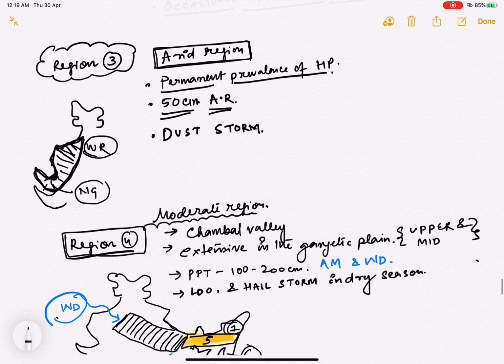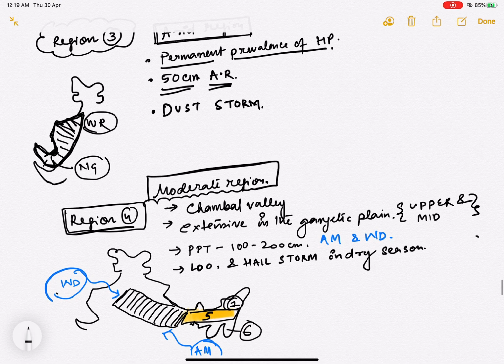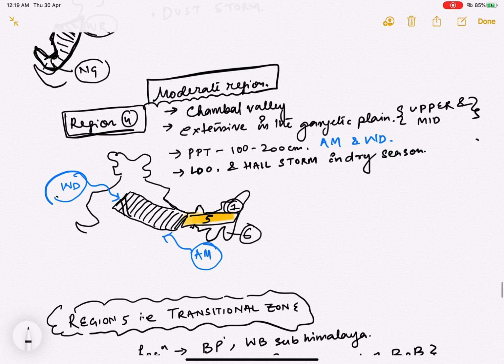Next, region 4, that is your moderate rainfall region. Region 4, as you can see, this is your region 4.